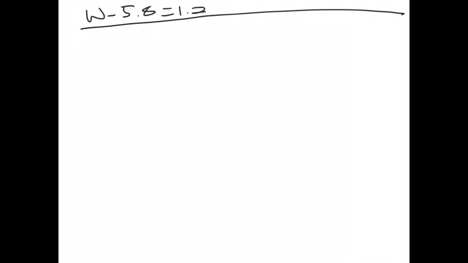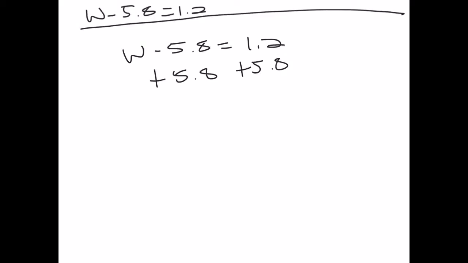This problem is a subtraction problem. So we are going to put W minus 5.8 equals 1.2. We have to add 5.8 to this side, and then add 5.8 to that side. We're going to cross these out, so now it's just a W left.